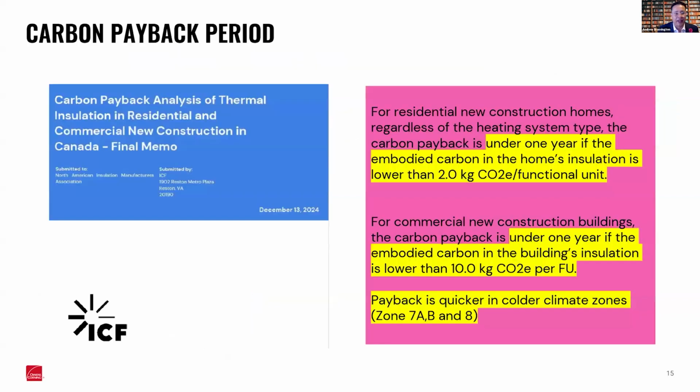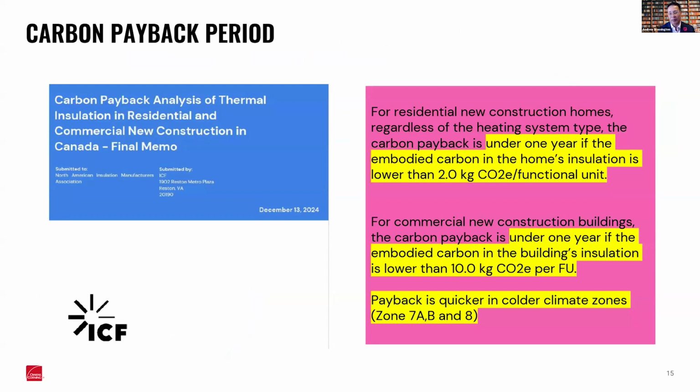Okay. And then the big thing, and I've gone through all the carbon, and like I mentioned before, there's a lot of carbon sequestering insulations out there. But this is a report that was just put out. I was on a presentation with NEMA, and they shared this information done by a consulting firm in the States called ICF. And they were talking about the carbon payback analysis for thermal insulation in residential and commercial new construction.